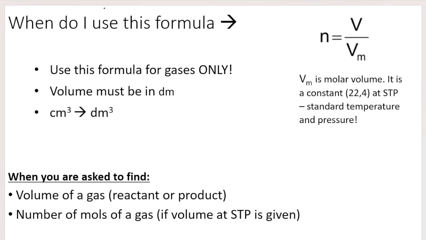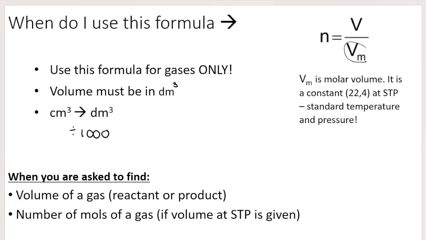My last formula over here is n is equal to V over Vm, and I wrote here that it's very important to only use this formula for gases, only gases, and volume must be in cubic decimeters. So like I mentioned earlier, to convert from cubic centimeters to cubic decimeters, we have to divide by 1,000. n is number of moles, V is volume as we mentioned.